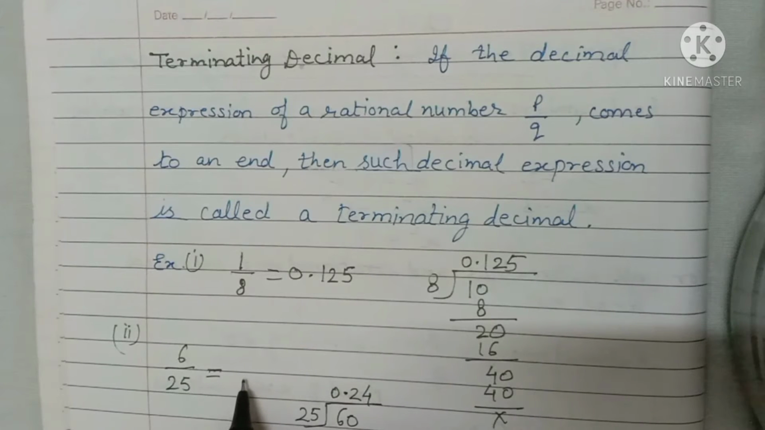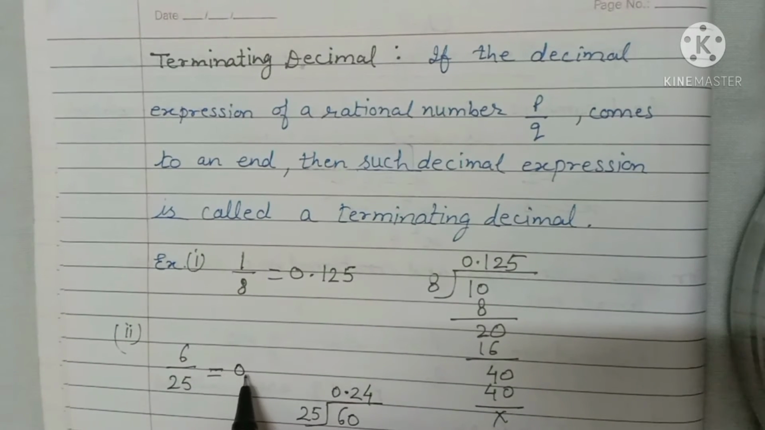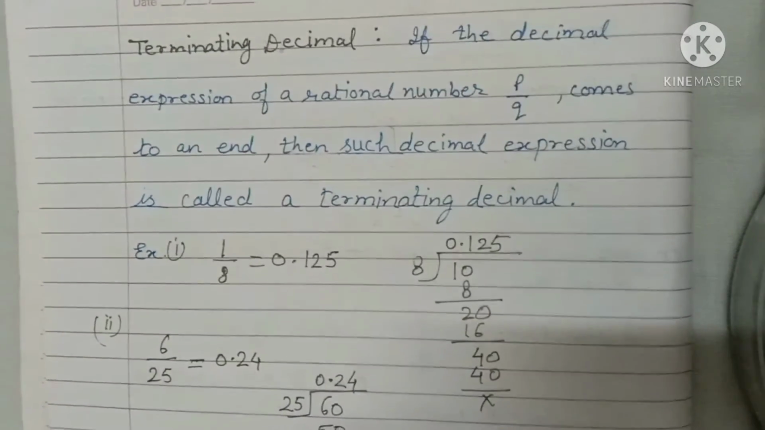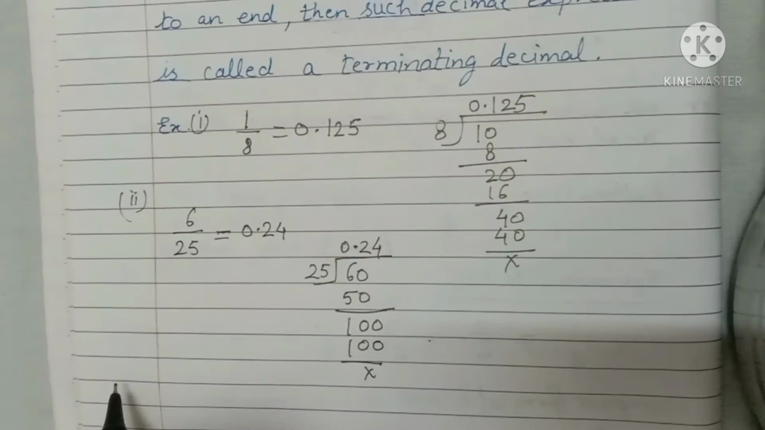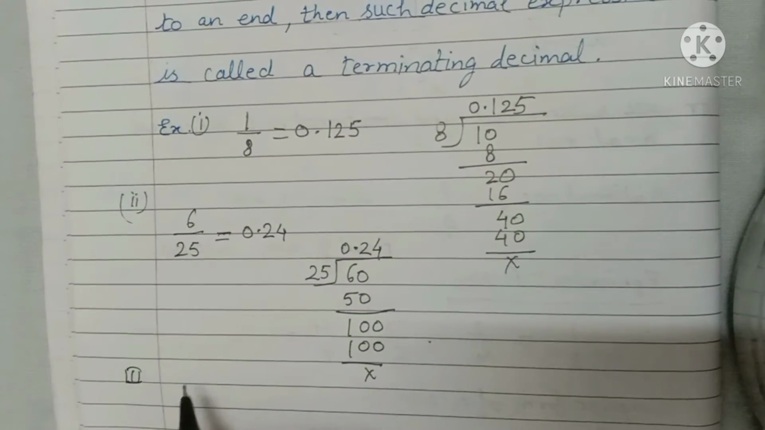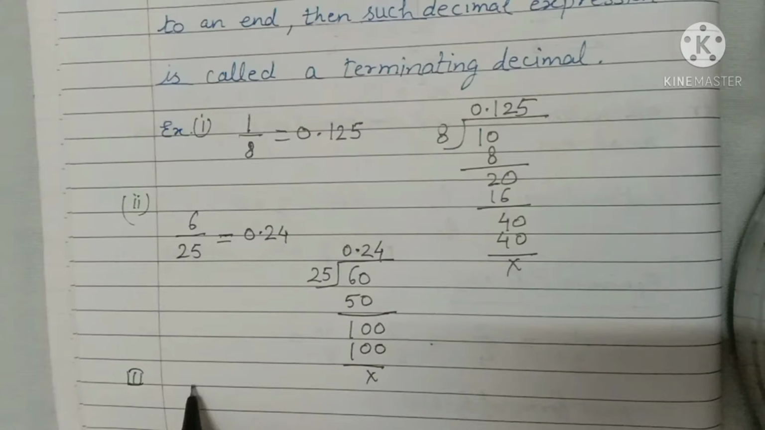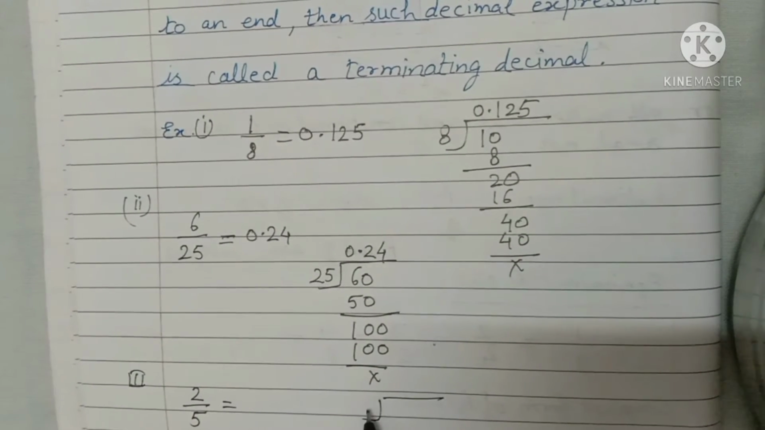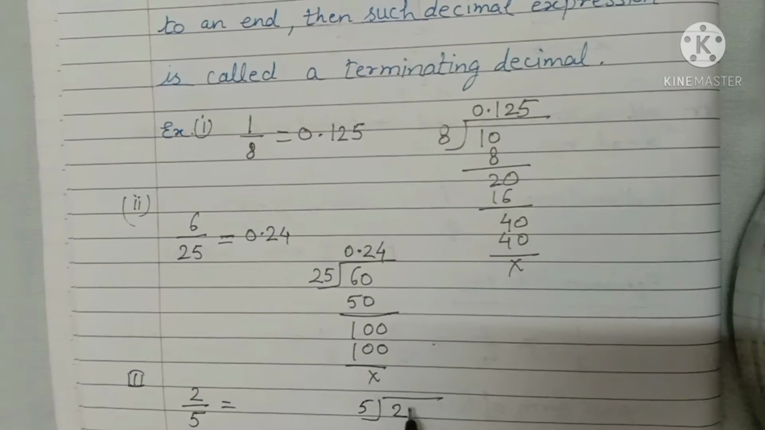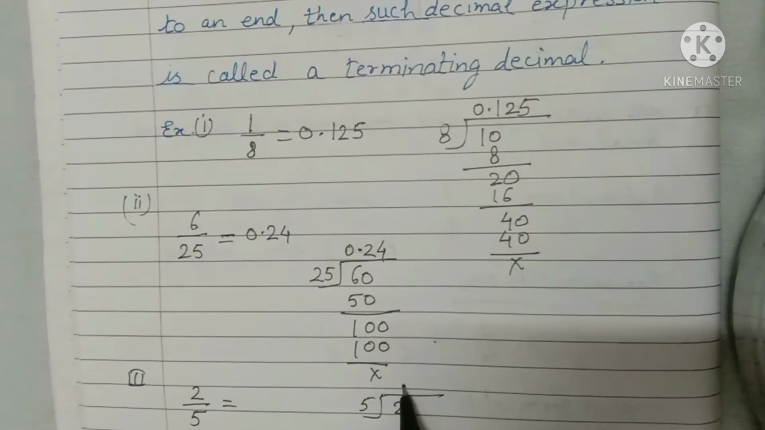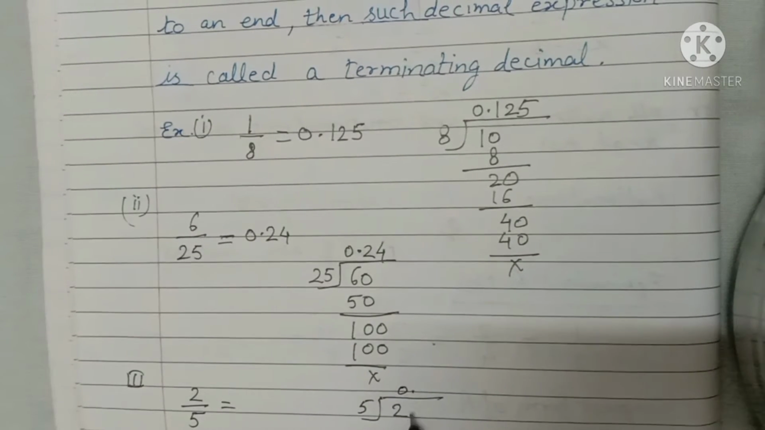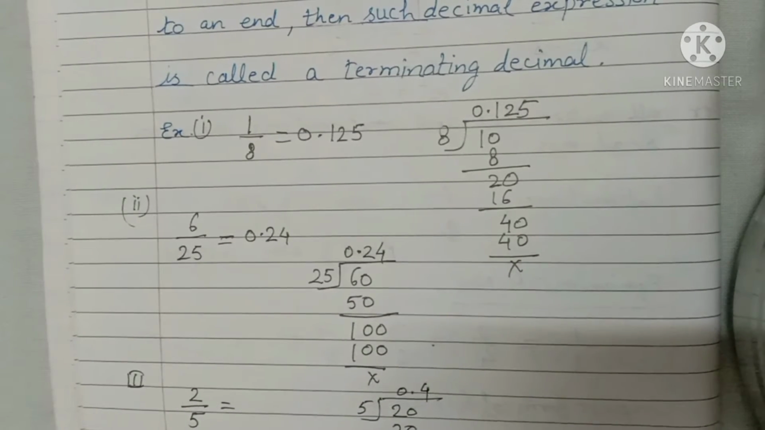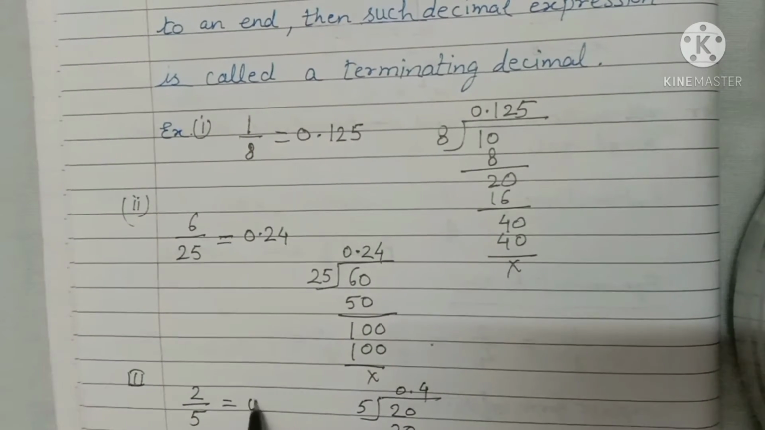6 upon 25 can be expressed in decimal expression as 0.24. Take another example for your convenience. Example 3: 2 upon 5. Divide it, 2 by 5. 0.0. 5 fours are 20. This also comes to an end.